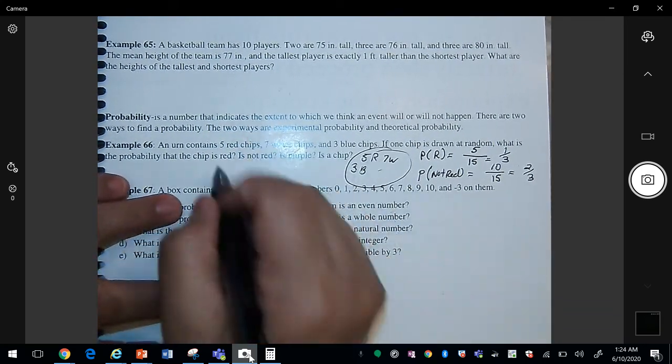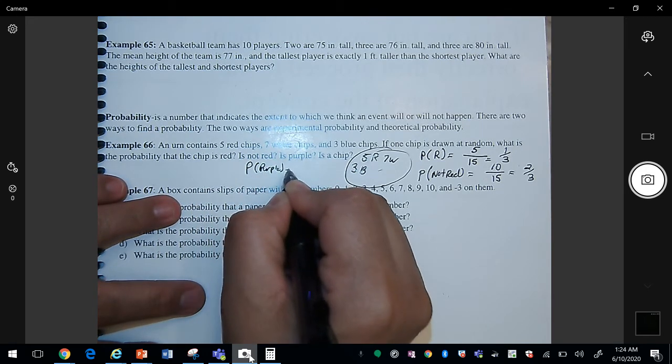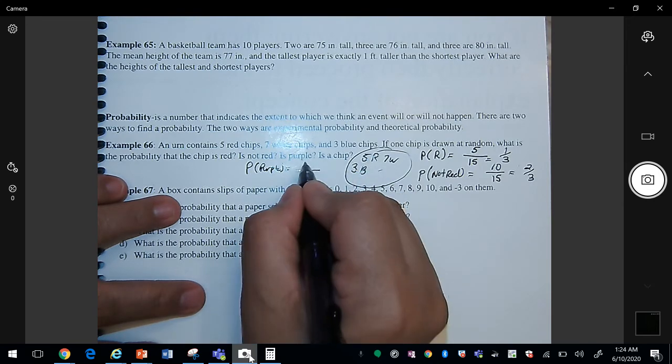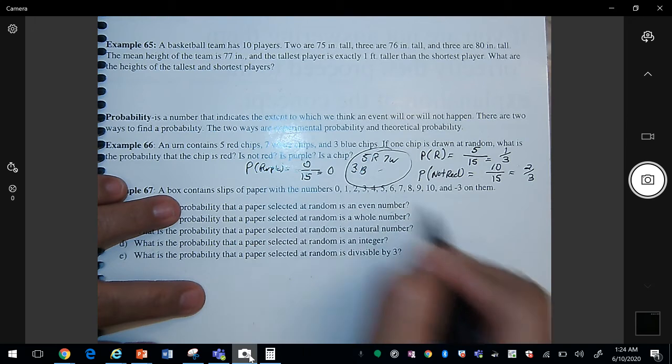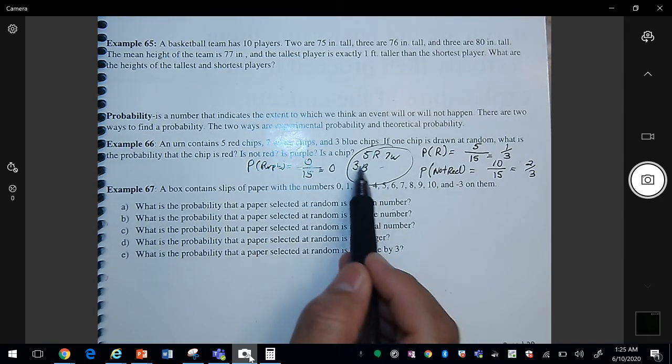What's the probability that it's going to be purple? Well, there's still 15 chips, and of those 15 chips, there's 0 that are purple. So the probability is 0. So that's going to be an impossible event. No matter how hard you try, you'll never get a purple chip.